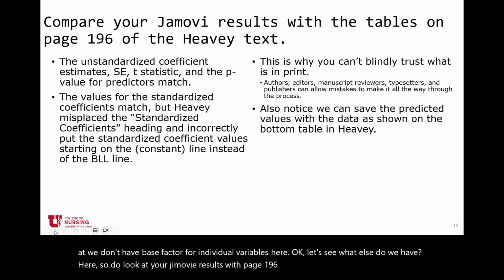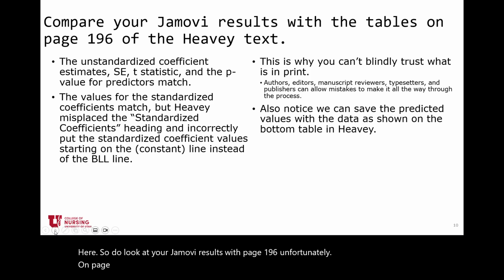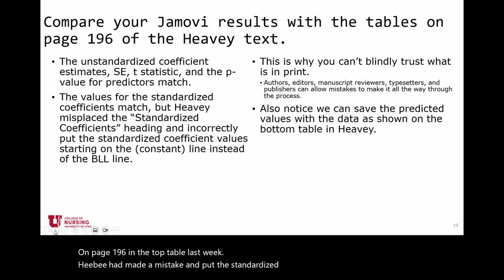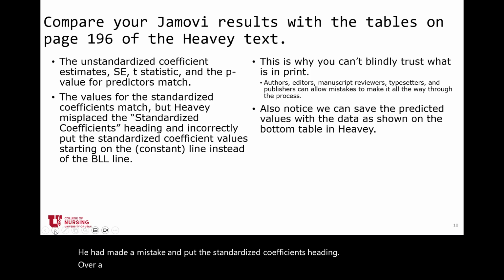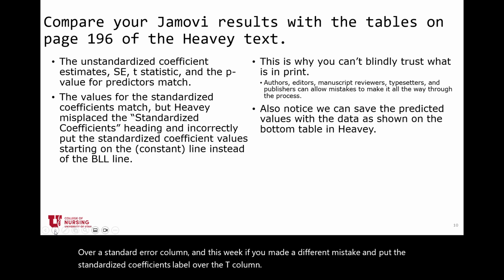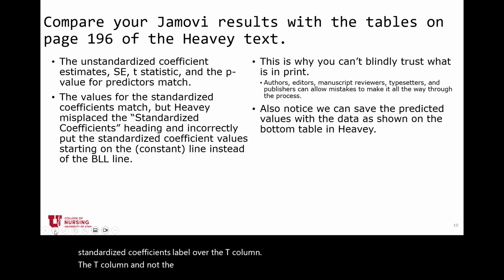Unfortunately, on page 196 in the top table, last week, HEVI had made a mistake and put the standardized coefficients heading over a standard error column. And this week, HEVI made a different mistake and put the standardized coefficients label over the T column. The T column is not the standardized coefficients. The T column is the beta column.